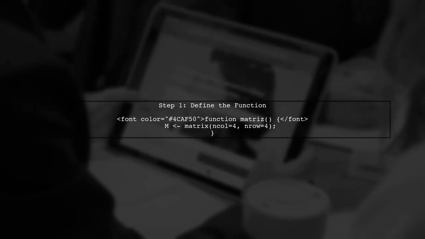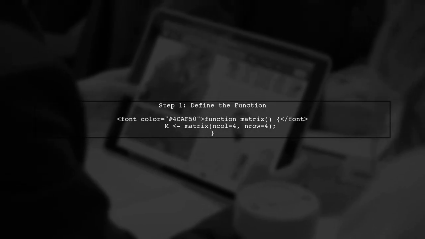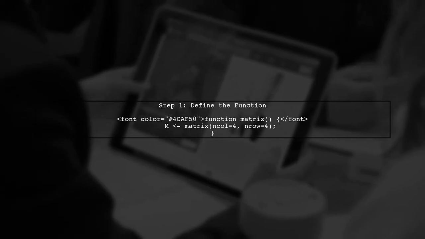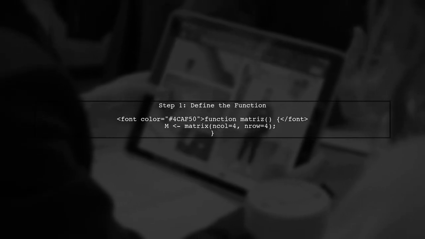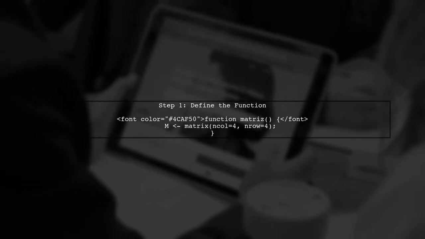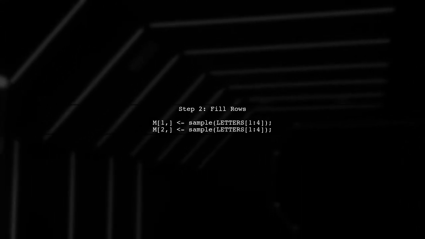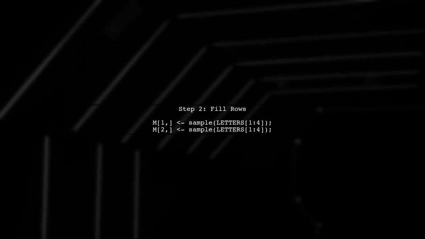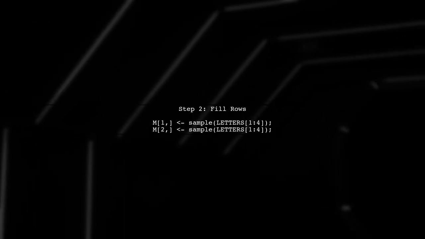Now let's continue on. Let's begin by defining our function. We want to create a function that returns a 4x4 matrix filled with random letters from A to D. Next, we will fill the first two rows of the matrix with random samples of the letters A, B, C, and D. This is done using the sample function.